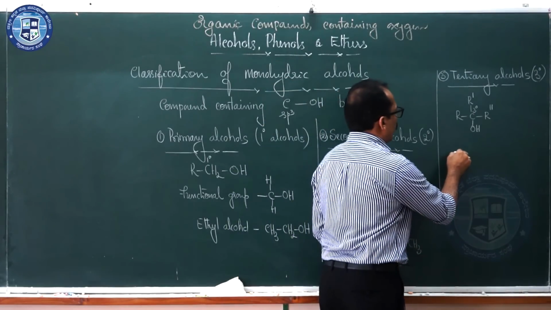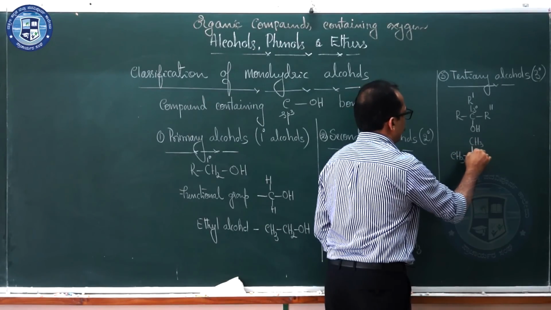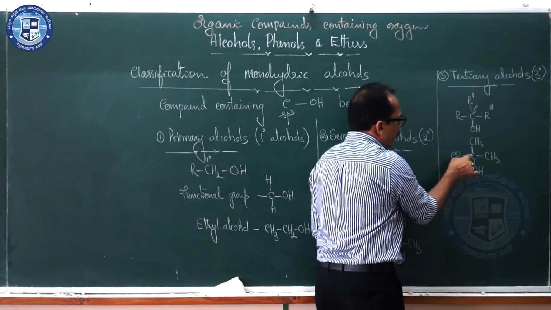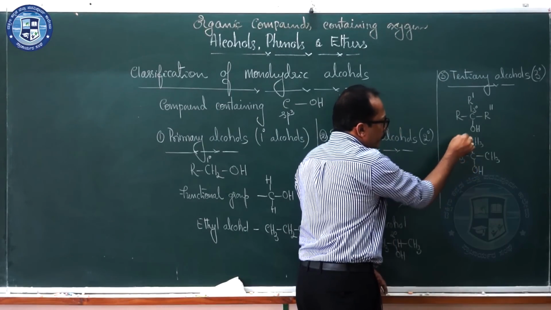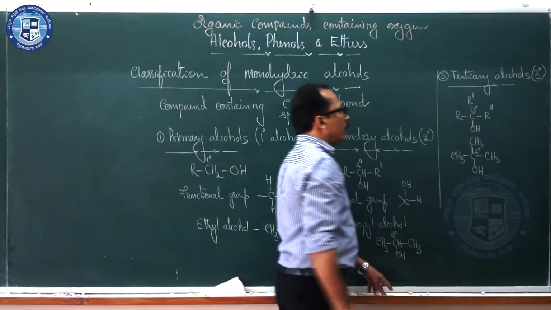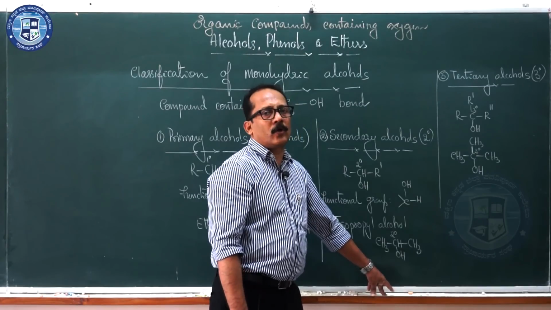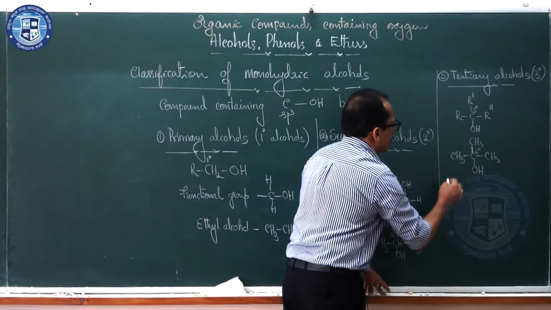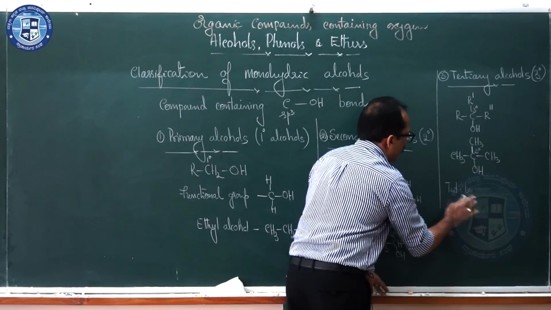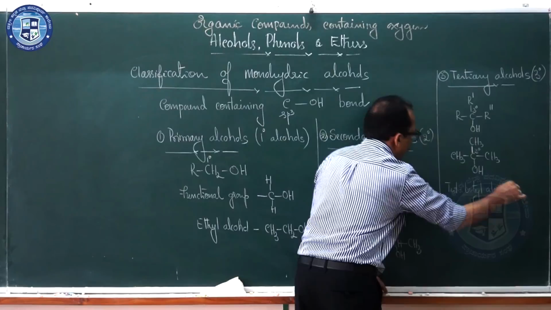Example for tertiary alcohols: tertiary butyl alcohol, CH3, C, CH3, CH3, OH. Now, look here. This carbon atom is attached to three other carbon atoms. This is a tertiary carbon, and the OH group is attached to the tertiary carbon. Such alcohols are called tertiary alcohols. Example for tertiary alcohol is tertiary butyl alcohol.